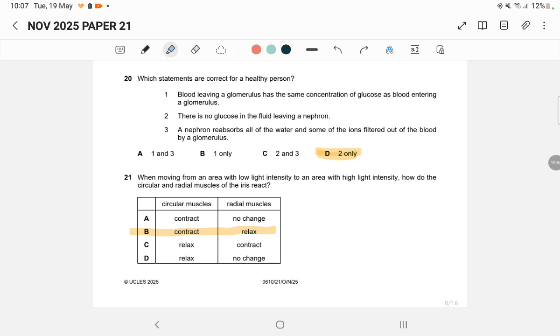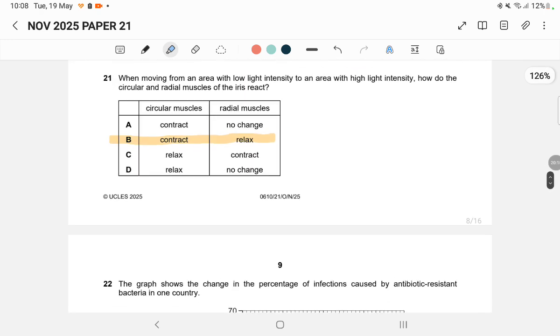It's telling you in 2, there is no glucose in the fluid leaving a nephron, which is the explanation to the 1, so it is the same. A nephron absorbs all of the water and some of the ions filtered out of the blood by a glomerulus. No, it does not absorb the water by the glomerulus, it absorbs the water by the collecting duct and loop of Henle, not by the glomerulus. So basically 2 will only be the right choice.